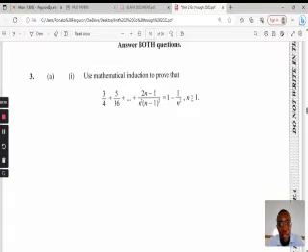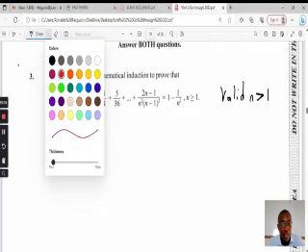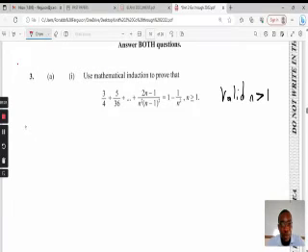By the way, this cannot be valid for n greater than or equal to 1, because 1 minus 1 is 0. So this is wrong already. So it's valid for n greater than 1, not greater than or equal to 1. It cannot be valid for 1. So you're going to have to realize that we're going to have to start from n equal 2.